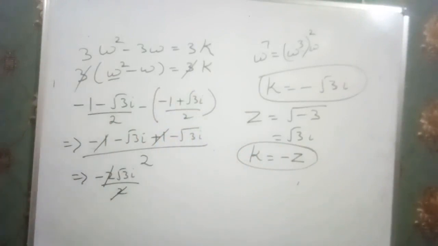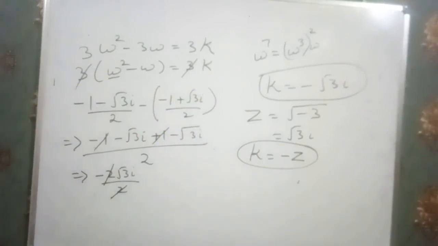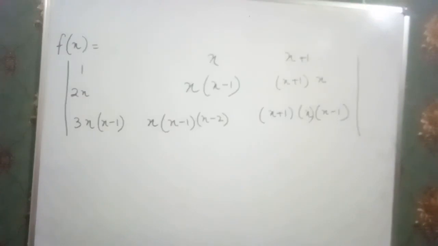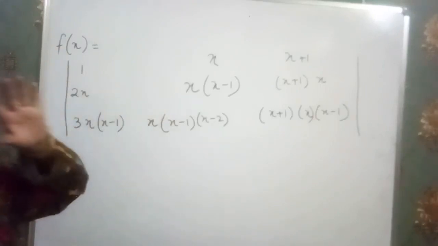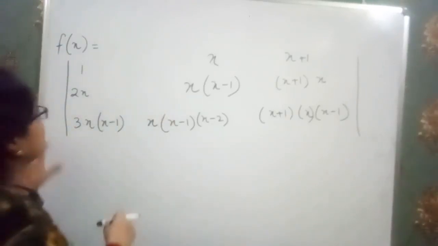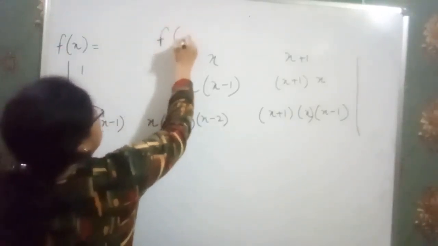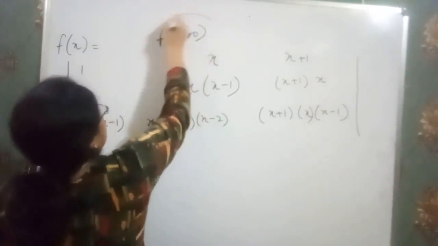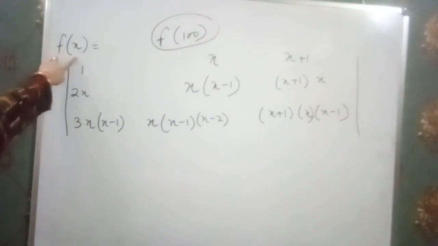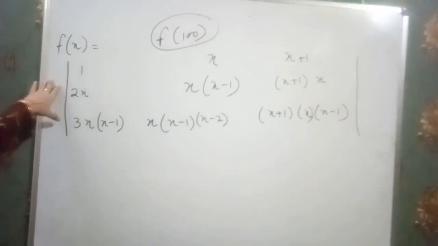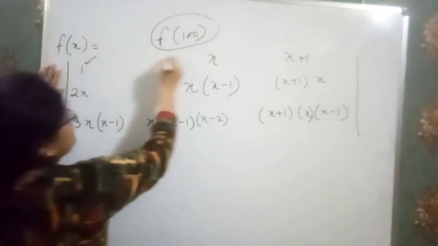Now this type of question is there. That means f of x is equal to this one, and we have to find f of 100. What is the value of f of 100? Firstly, we have to find the value of f of x. Now we just see that if we add 1 and x, 1 plus x, and we subtract it with x plus 1, it is 0.